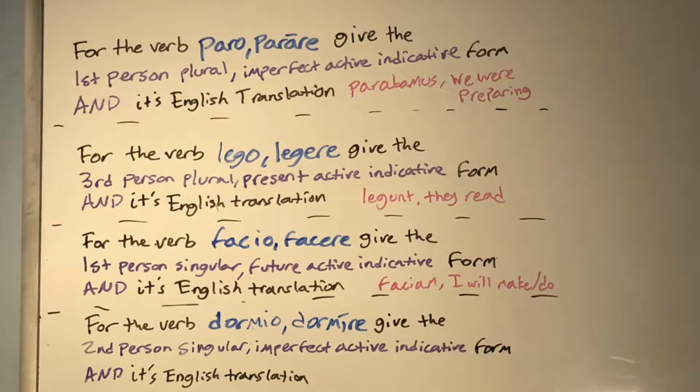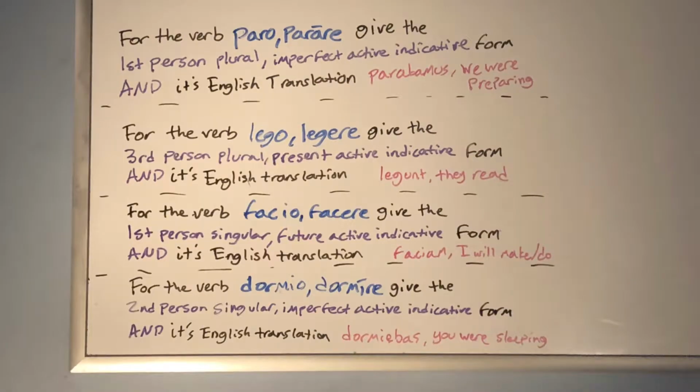Now that we have our form, faciam, we've got to give the English translation for that. Facio, facere means to make or to do. So we know that it is in the future tense, so it's "will verb," first person singular, so the pronoun there is I. So we have our form, faciam. It's translated as I will make or I will do.